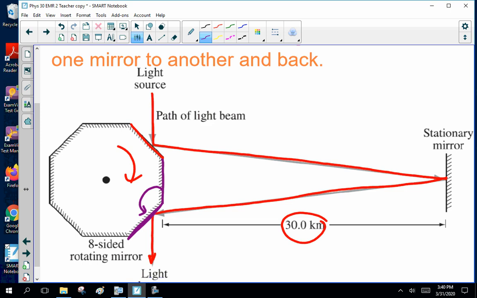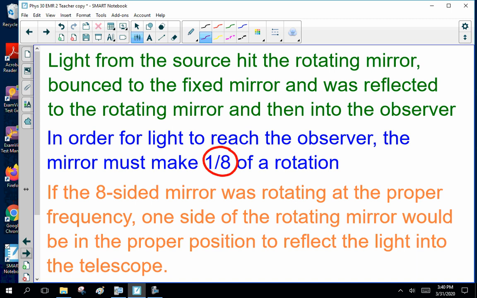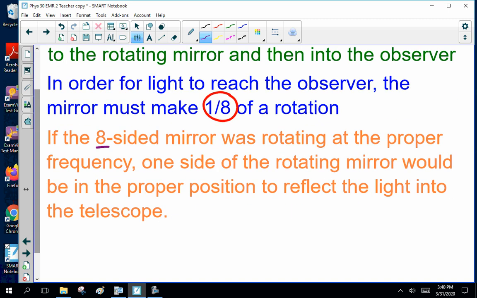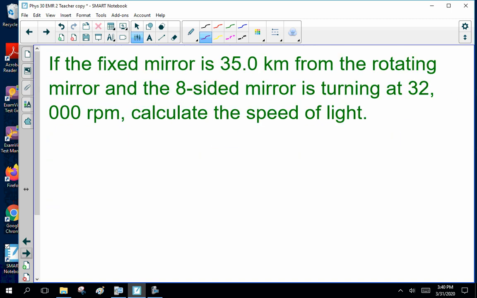If the mirror is going a little too slow or a little too fast, the light doesn't hit at the right angle and you don't see it. So the mirror must be making 1/8 of a rotation, an 8-sided mirror. You'll see questions where it's a 10 or a 12-sided mirror. Now, if the 8-sided mirror was rotating at the proper frequency, one side of the rotating mirror would be in the proper position to reflect the light into the telescope. All right? So it had to be rotating at just the right speed.